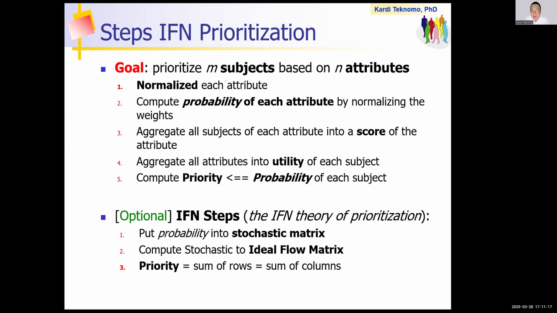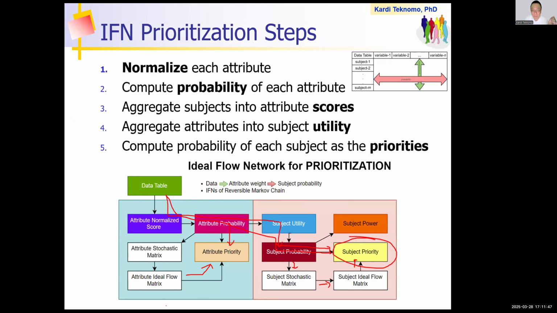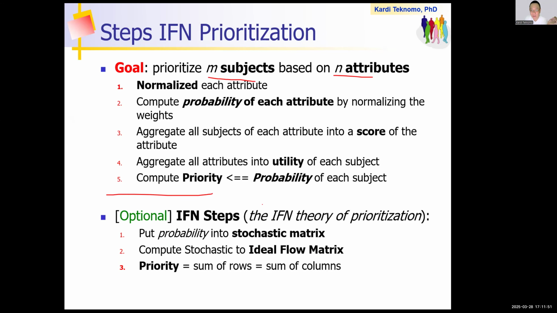So first the goal is to prioritize. You have M subjects, and then you have N attributes. So what to do? You normalize each attribute, and then after that you compute the probability of each attribute. Then aggregate each subject for each attribute into score, and then compute the utility, and then get the priority. Optionally, the last step is optional. So the IFN step is actually optional, to compute the stochastic and IFN itself, you can also get this. So based on these optional steps, then you can start to see the theoretical connection between IFN and prioritization.